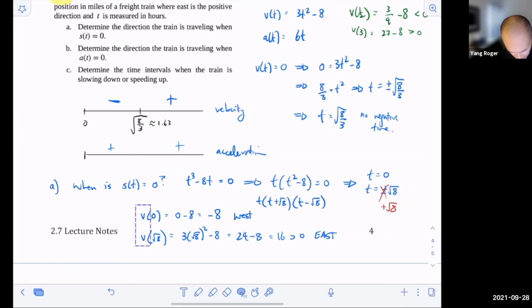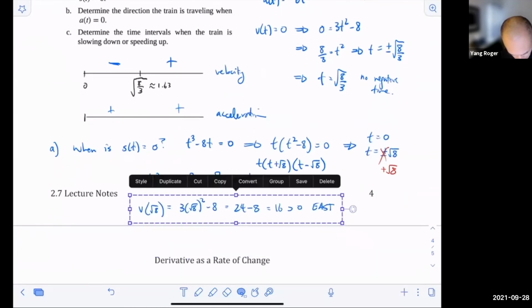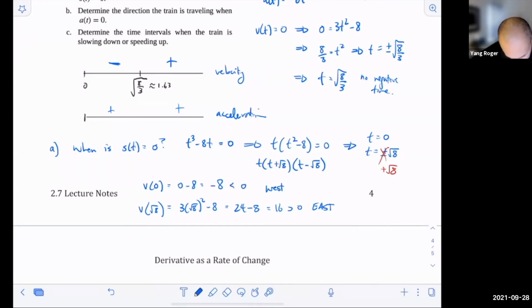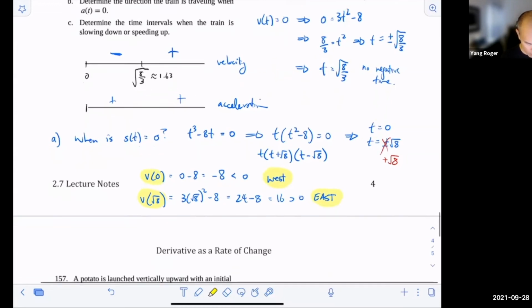So let me move this slightly. I want to emphasize that this number is less than 0. So that means we're going west. Are there any questions? So part of the time it's going east, part of the time it's going west. Great.